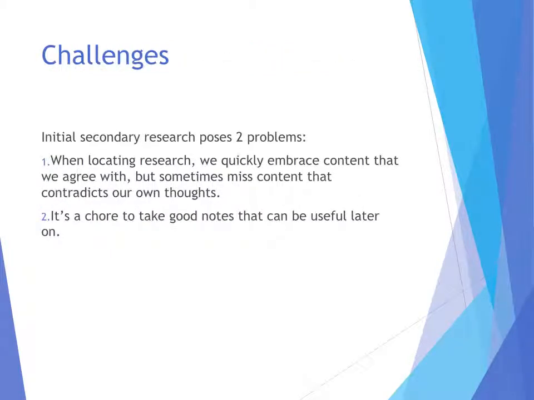When you transition from exploration to serious research, you are faced with two significant problems. Just by nature, when we are researching, we quickly embrace content that we agree with, but sometimes miss content that contradicts our previously held beliefs. This is how blind spots happen in research. I've asked you to locate these blind spots in the secondary sources themselves, but be aware of your own blind spots too. Ideally, you will approach all of your secondary research objectively, regardless of where you stand personally. This will also help ensure that your primary research doesn't have similar flaws.